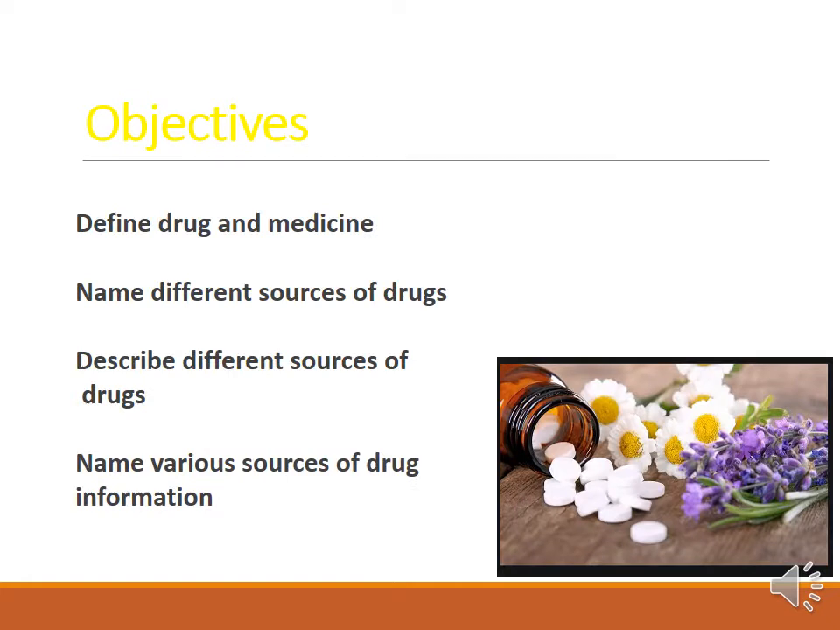So, the learning objectives of today's lecture are to define drug and medicine. What is the difference between drug and medicine? Then name different sources of drugs. After the lecture, you should be able to describe different sources of drugs and name various sources of drug information.